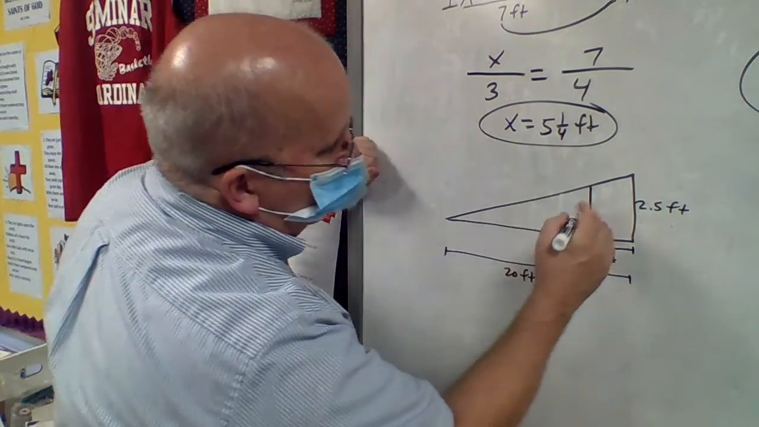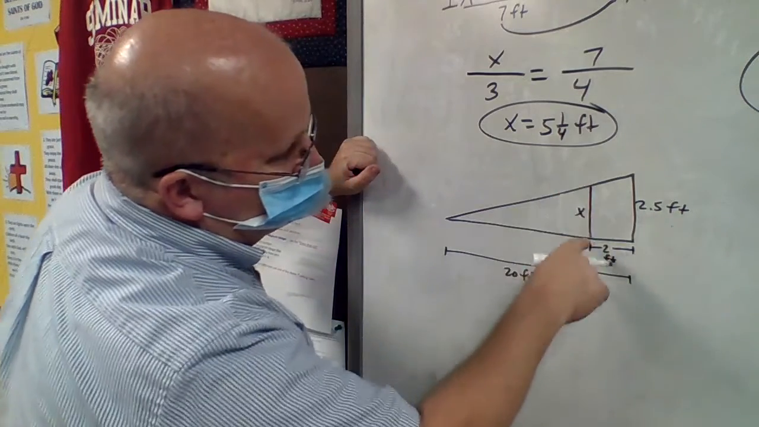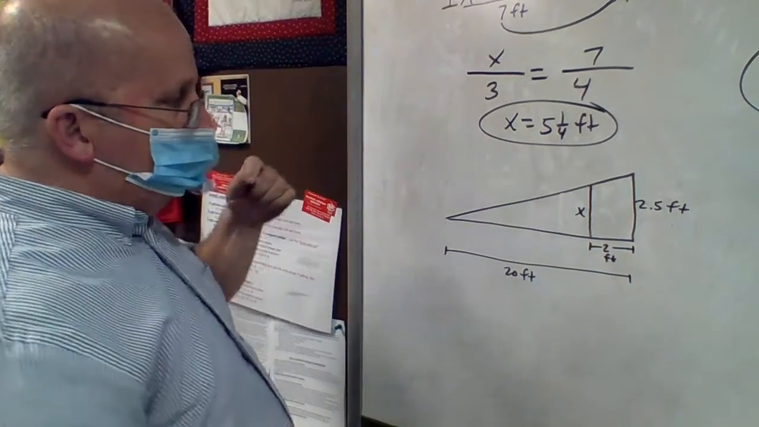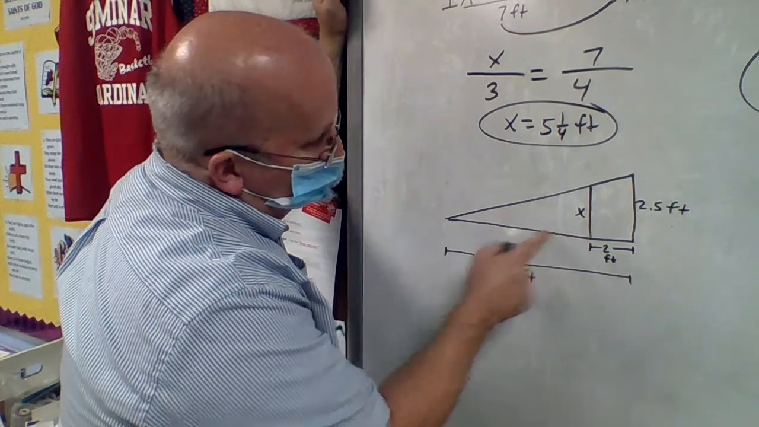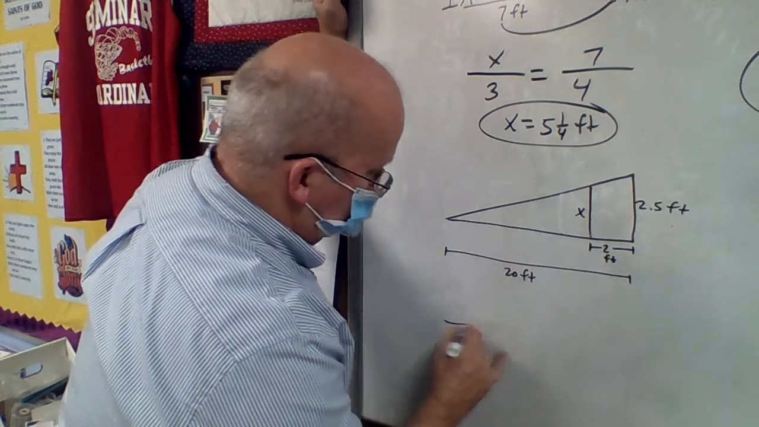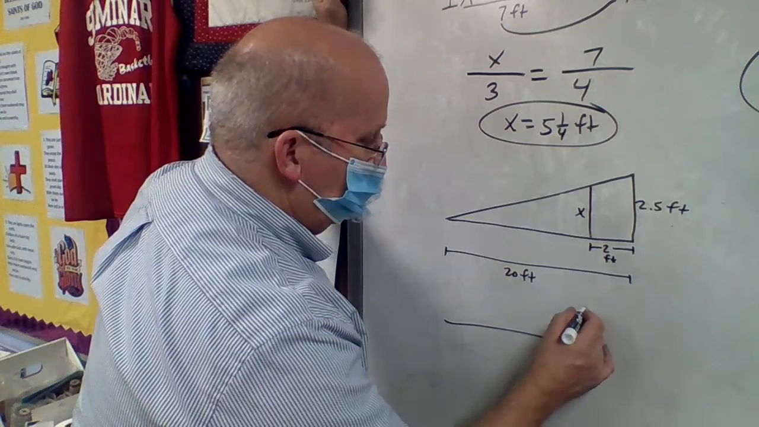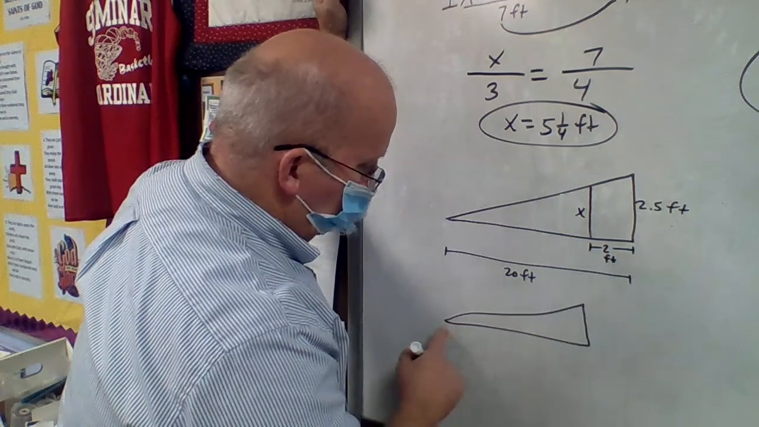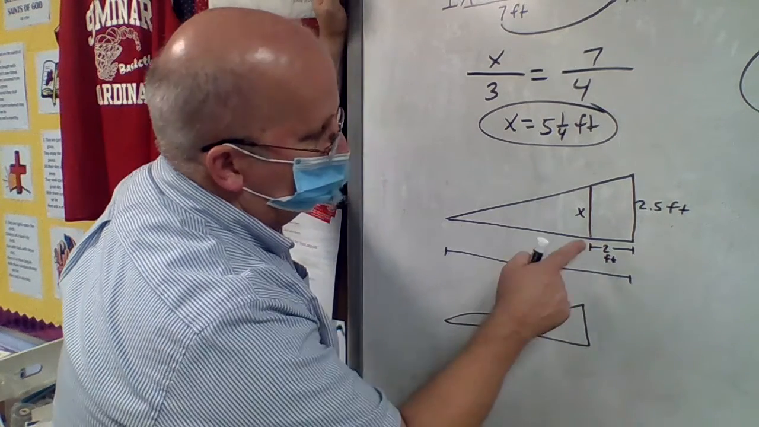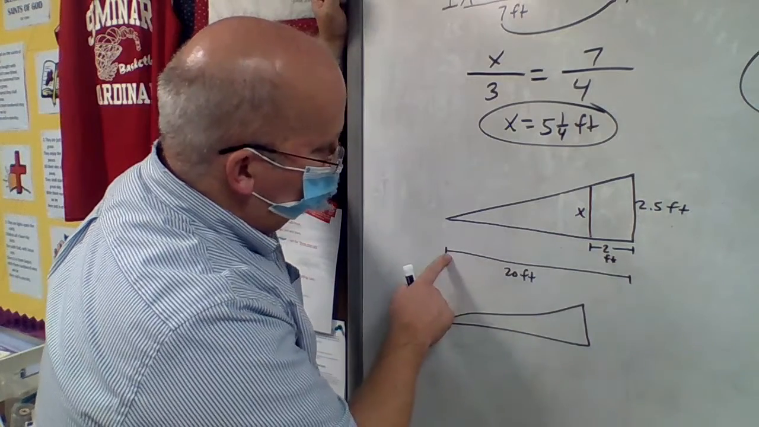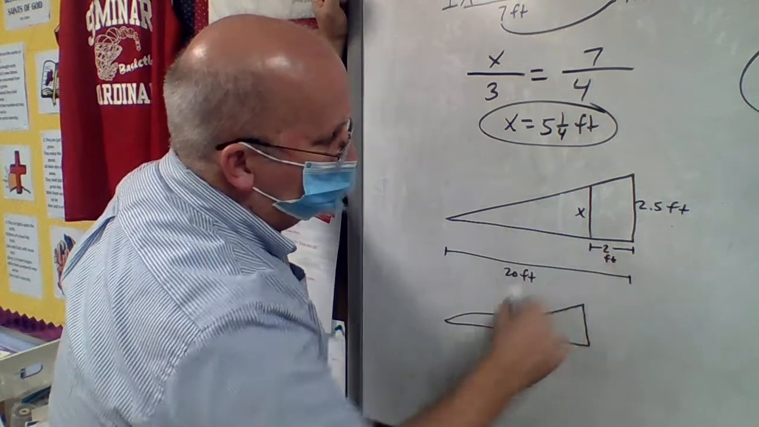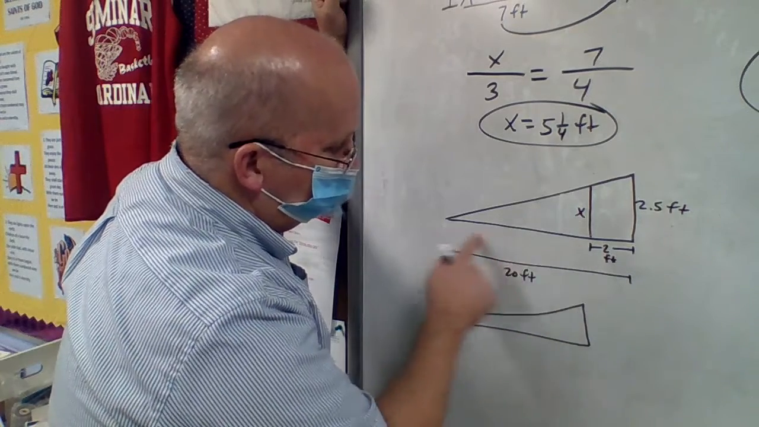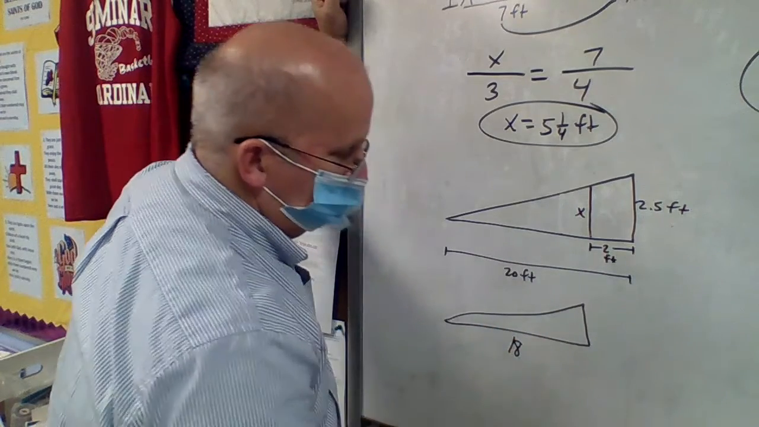We're trying to figure out what this length is right here. So how do we do that? Well, I didn't give you the length from here to here, did I? I didn't give you the length of the small triangle. The question is, how long is the small triangle from here to here? Well, if from here to here is 20, and from here to here is 2, then this has to be the difference of 20 and 2, or 18.